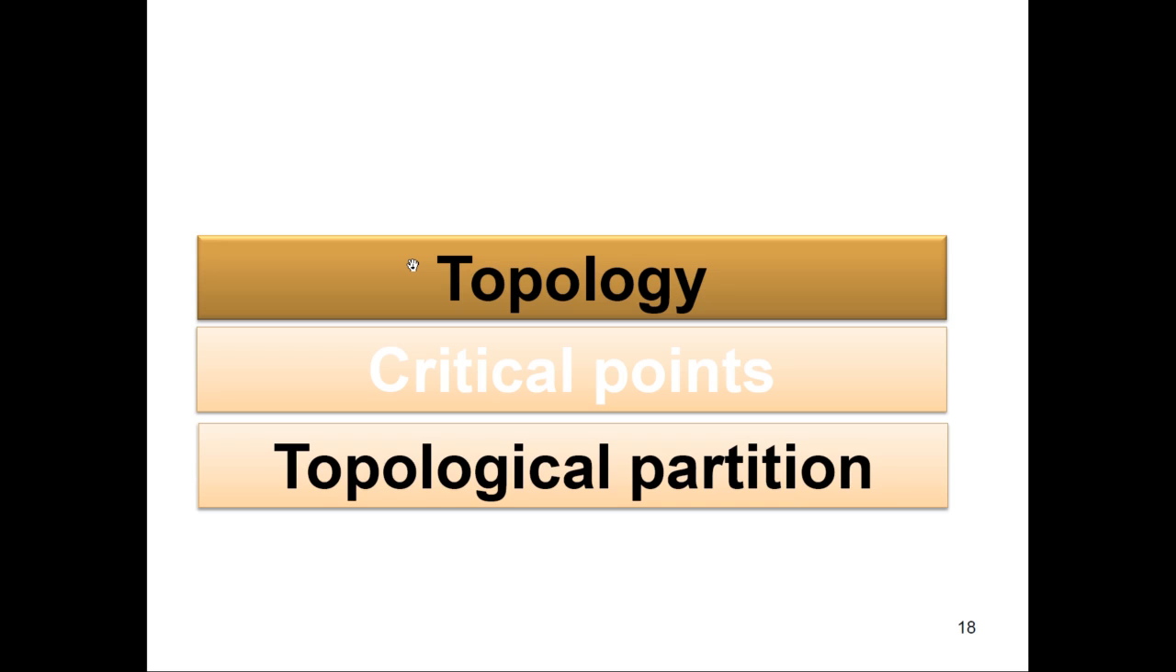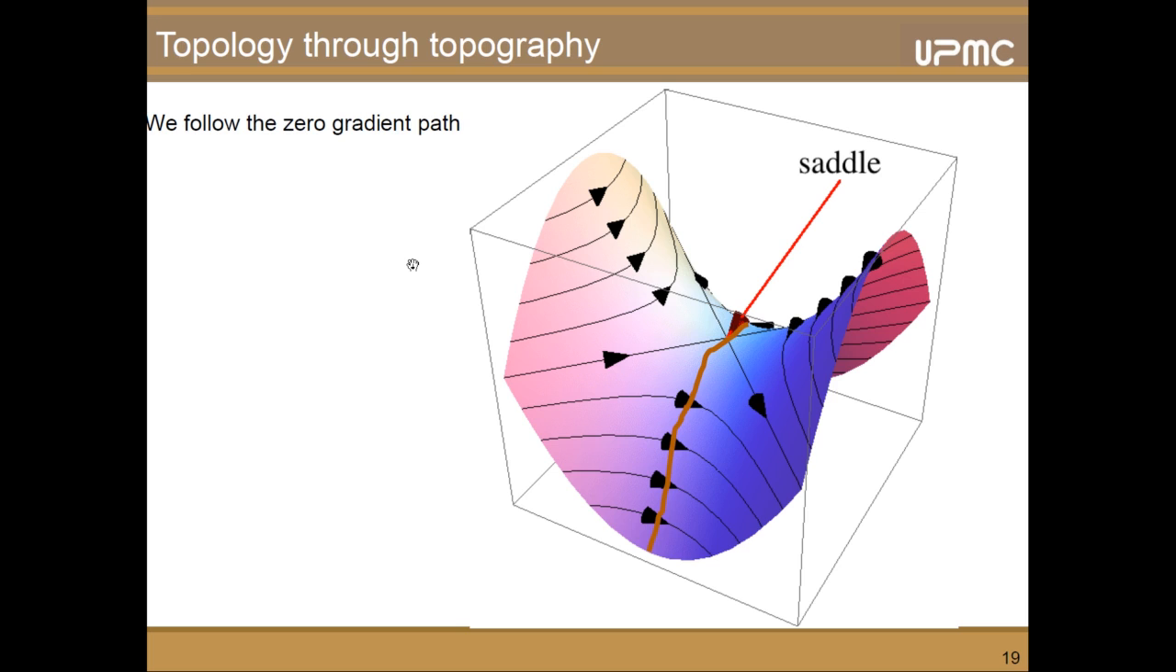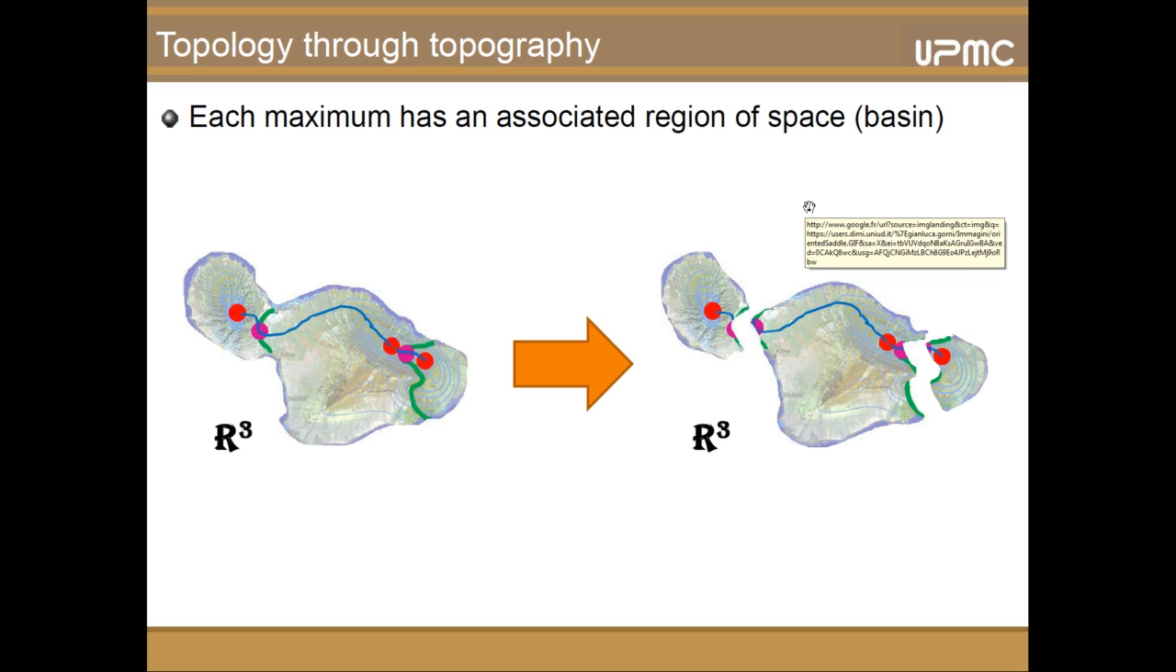There is also another thing about this type of topological analysis, which is topological partitions, which our mind also does intuitively. Okay, here you have the saddle point and the zero gradient path. We have our island. Very intuitively, we'll say, okay, we have three regions. We will just follow this zero gradient path over here that goes through the saddle points. And then we have three regions.